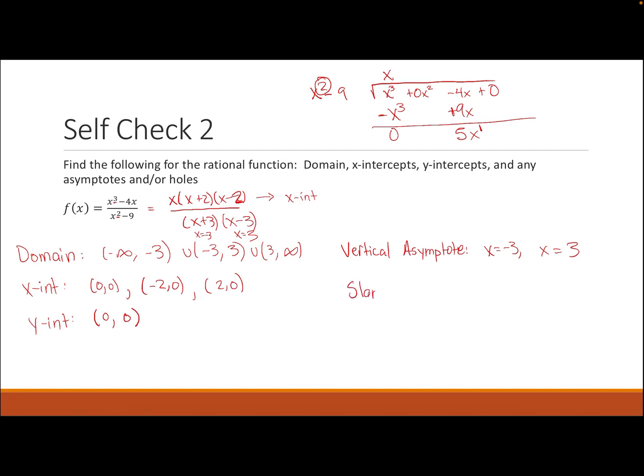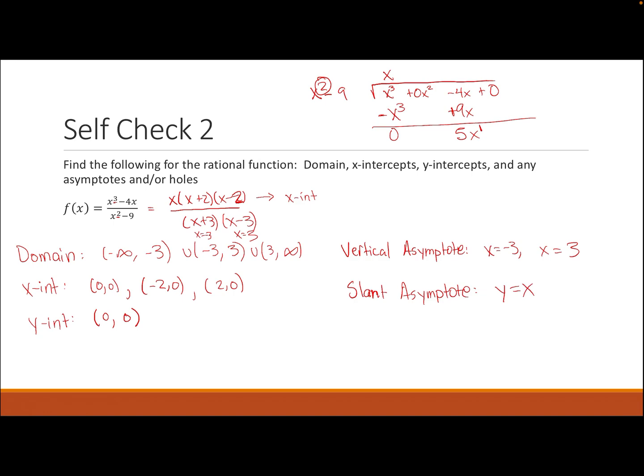So our slant asymptote is just y equals x. And we do not have any holes in the graph because both of our discontinuities from the denominator are vertical asymptotes.